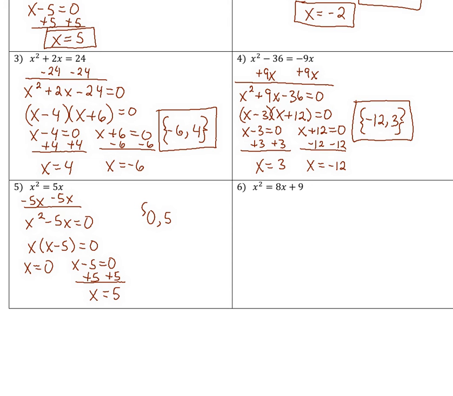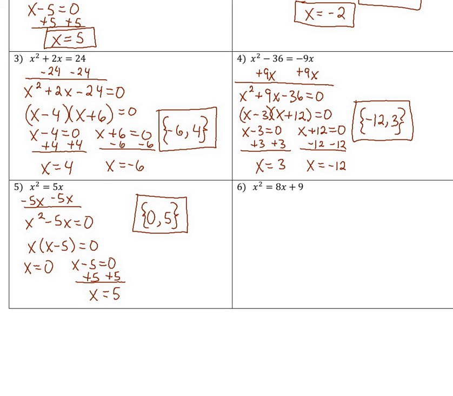Very, very important when we write our solution set that we do put it in the curly brackets, because if we use regular parentheses, then that is our symbology for an ordered pair. We want to show that we're not talking about an ordered pair, we're talking about two separate values of x.